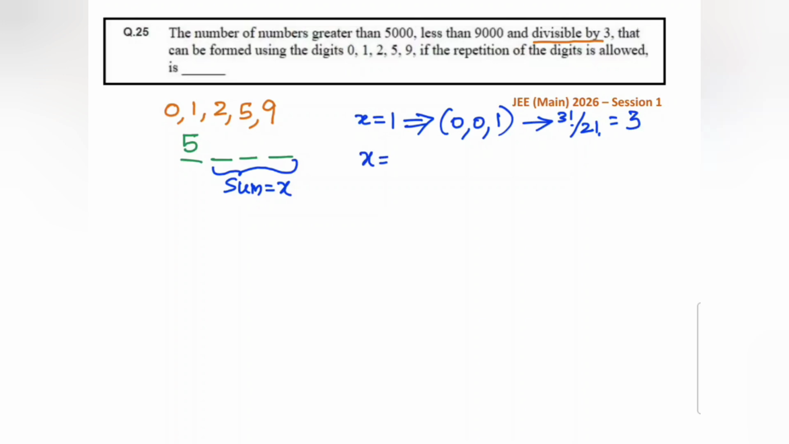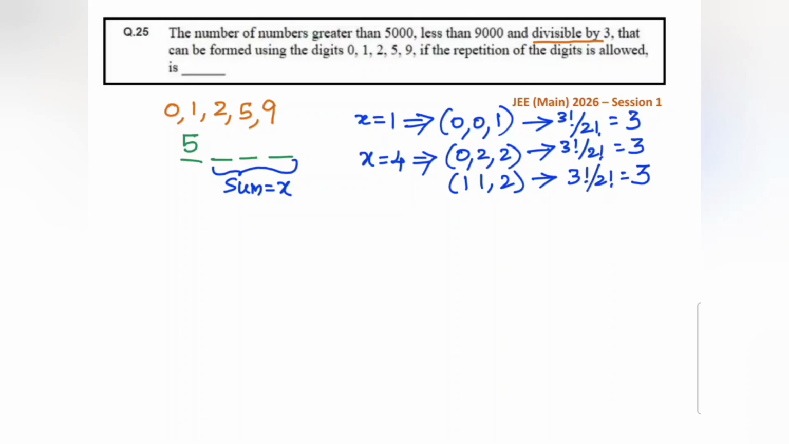Next, we need to keep adding 3, because if you take any other number, the sum of the digits will not be divisible by 3. So let us take x as 4. So x as 4 means we have 0 2 2, one possibility, and similarly we have 1 1 2. So this case is 3 factorial by 2 factorial, which is 3, and this case is 3 factorial by 2 factorial, which is also 3.